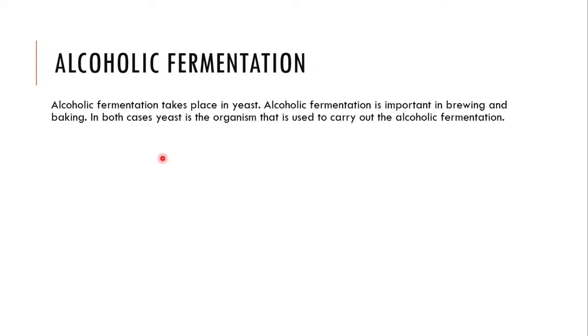We're still looking at alcoholic fermentation. We now know that alcoholic fermentation occurs in the absence of oxygen, and the byproducts of alcoholic fermentation are ethanol, which is alcohol, and carbon dioxide. These are the byproducts. So now, what are the uses?